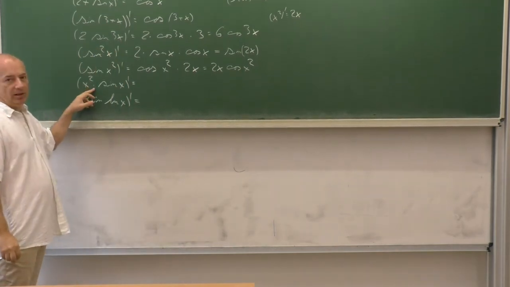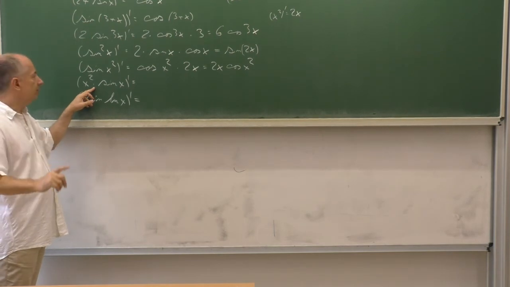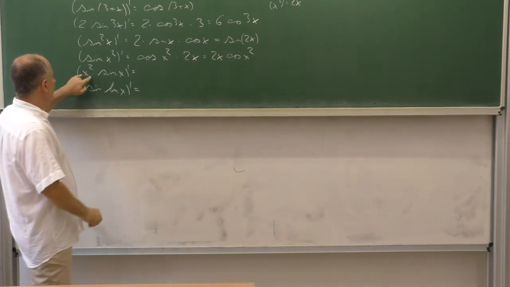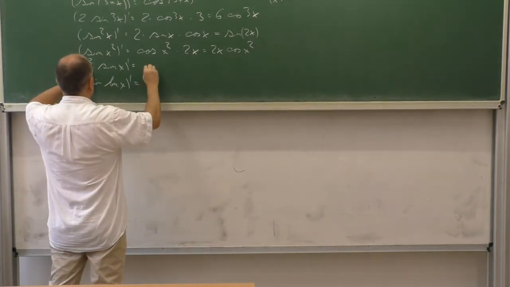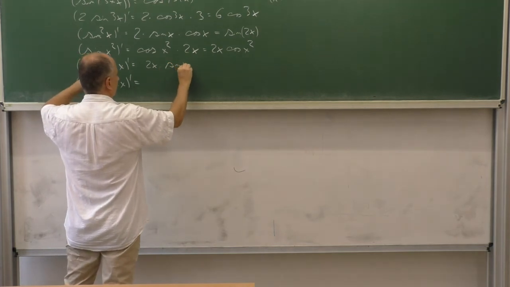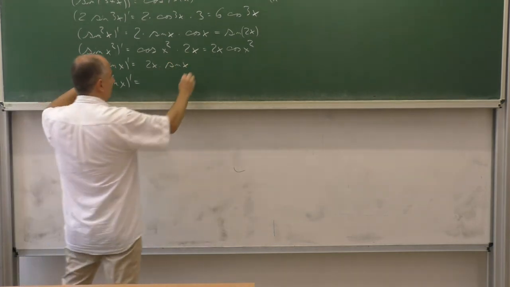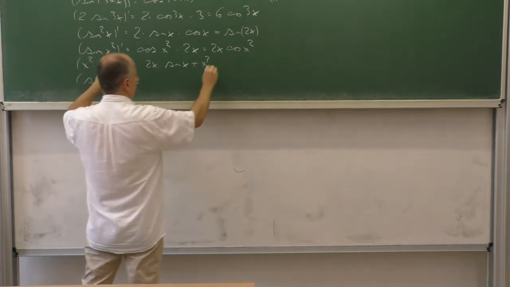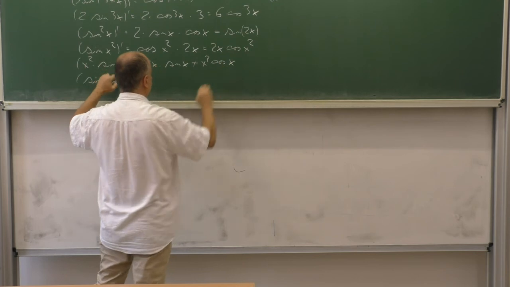What if we multiply, not compose, what if we multiply these two functions? Then this is the derivative of the first expression, x squared, which is 2x, times sine, plus x squared times the derivative of sine, which is cosine.